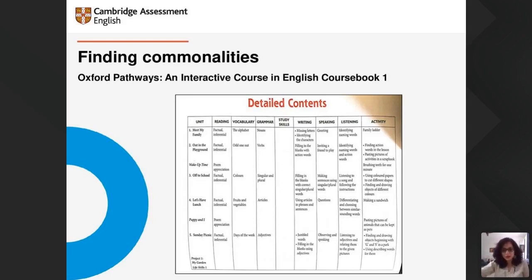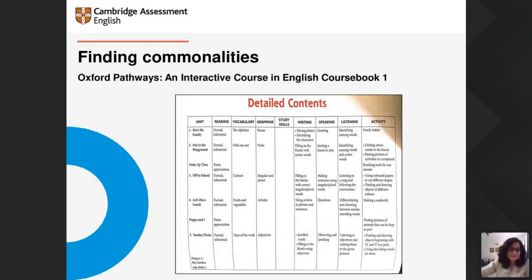We are looking at course book 1, right? So you will find a lot of common ground between course book 1 and YLE starters. For instance, you have articles, adjectives, and nouns in grammar, right? You can see nouns, you have verbs as well. In Lexis, you have fruits and vegetables, you have color words, you have jumbled words in writing, right?